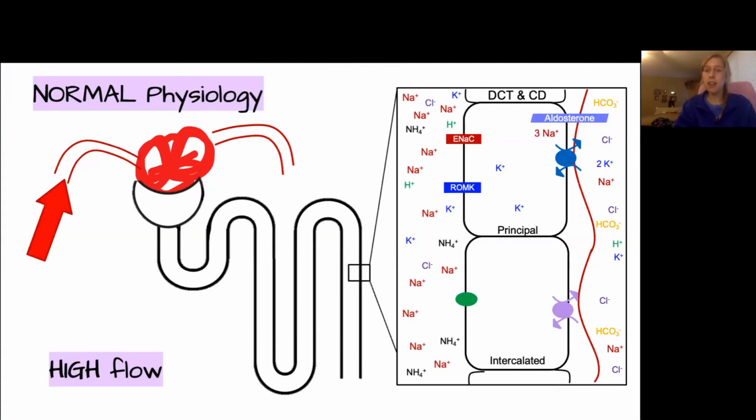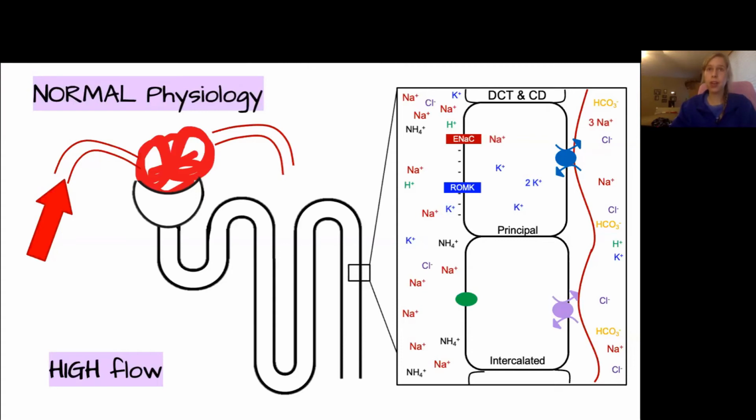If we have high flow to the kidney, we're going to have aldosterone turned off. So we're not going to have an excess aldosterone state. In this high flow state, we're going to have high levels of sodium and water delivered to the nephron. But because we have aldosterone absent, all of the processes that we've talked about are going to occur at a much slower rate. So these processes are still happening, but they're happening much slower.